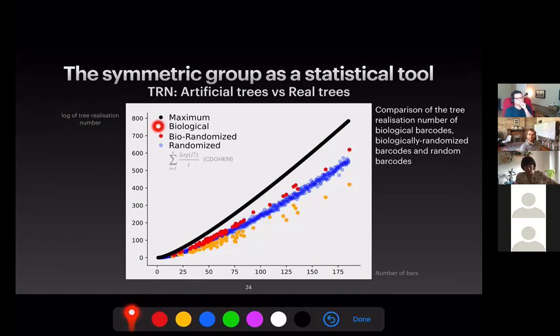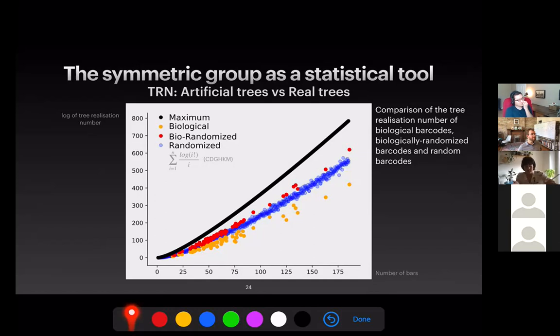Then for biological trees, so real neurons, we compute their barcodes, and this gives you the orange curve here. For bio-randomized, you take the barcodes coming from neurons and you shuffle the values around and get a new barcode. That's the red curve. And then randomized, you pick a birth time and then you pick a death time larger than the birth time, and that gives you the blue curve.